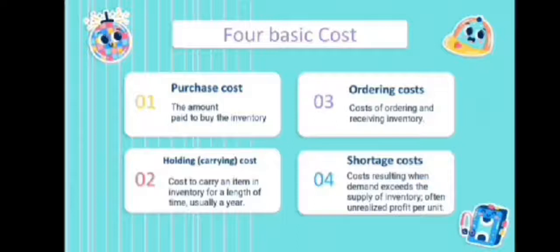Third is ordering cost, or the cost of ordering and receiving inventory. These are the costs that occur with the actual placement of an order. They include determining how much is needed, preparing invoices, inspecting goods upon arrival for quality and quantity, and moving the goods to temporary storage. Ordering costs are generally expressed as a fixed dollar amount per order, regardless of order size.